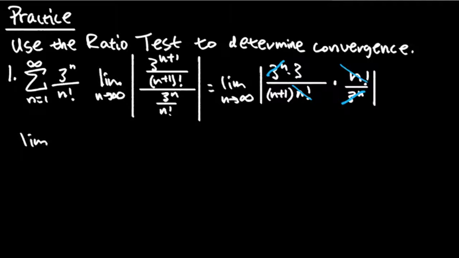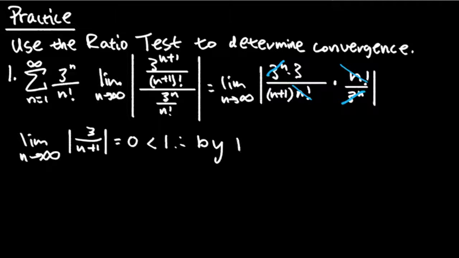the limit as n approaches infinity of the absolute value of 3 over n plus 1. That approaches 0, and that's also less than 1. Therefore, by the ratio test, this thing is going to converge.